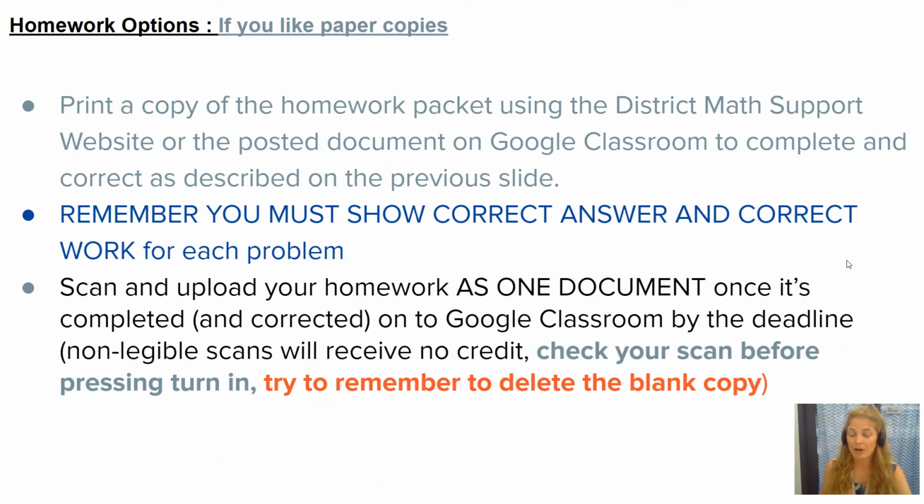If people like paper copies, they can always print the work, complete it, show their work, correct it, and scan it in. It's important that these scans are one document and a PDF. Images show up super tiny, so if there's 3 pages and 3 images, I have to click on each image and bring it into a new window and zoom in to see that work.